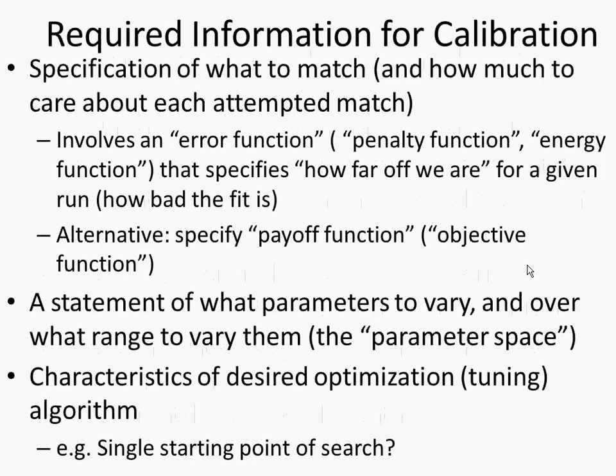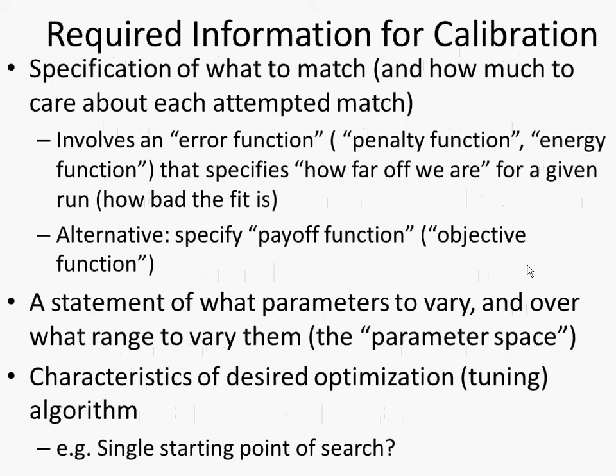And if we have multiple things we're trying to match, how much do we care about each of them? We need to specify, partly as part of that, an error function, or a discrepancy function. It tells us how bad a given match is. The alternative is to maximize a payoff function or objective function, but I'll prefer here to think about it as a penalty function, a discrepancy we're trying to minimize.